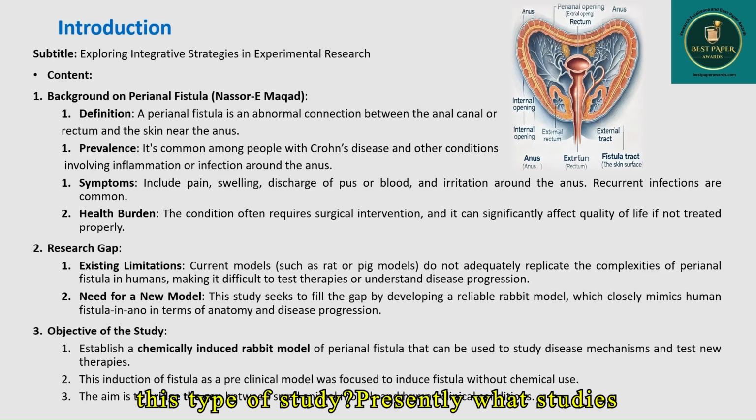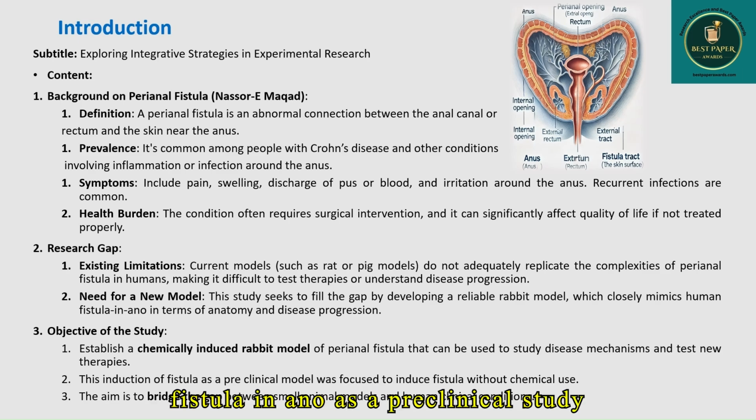Why did we do this type of study? Presently, studies available regarding the induction of fistula in ano as a preclinical study include rats, rodents, and pig models, and there is also a rabbit model. But the complexity of perianal fistula in humans makes it difficult to test therapies or understand disease progression.